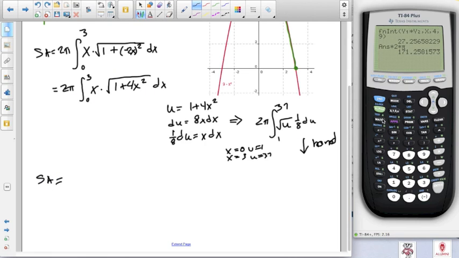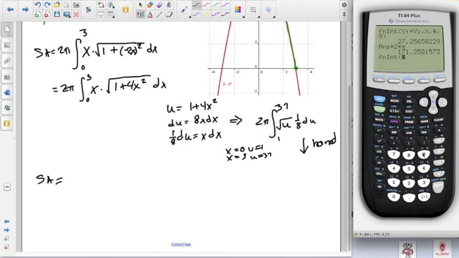and I'll do it the old-fashioned way. I'll throw everything right in there. So I have x times the square root of 1 plus 4x. Close off that bracket. Variable of integration is x, and I'm going to go from 0 to 3. There we go. And so that again represents just the integral, and we're looking at 13.297.